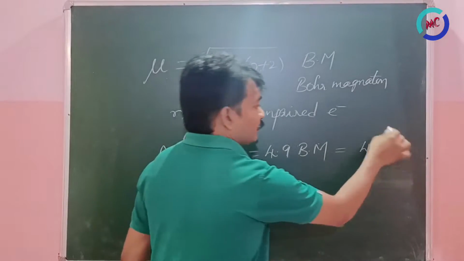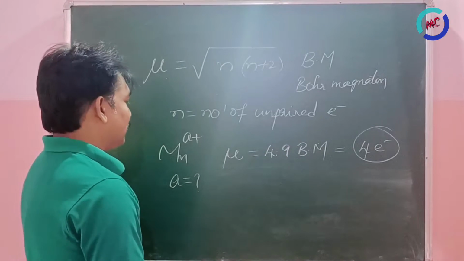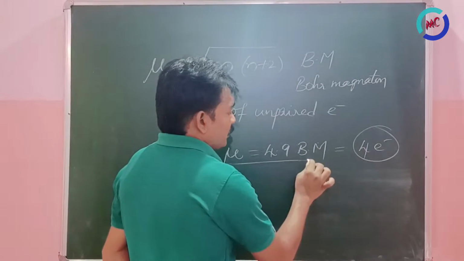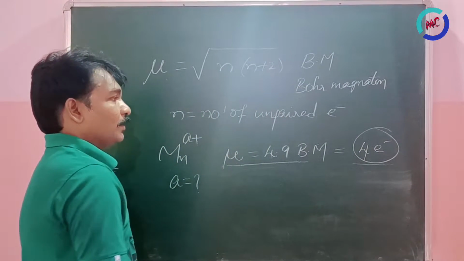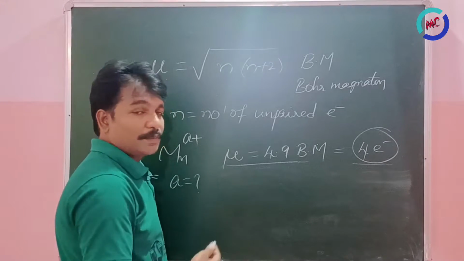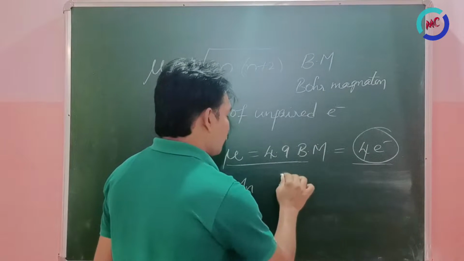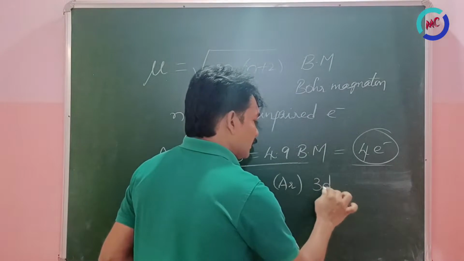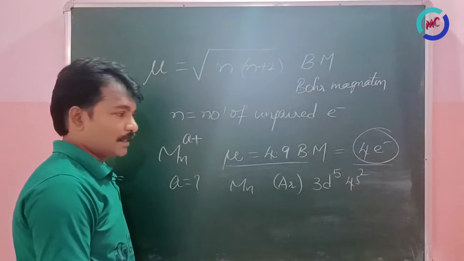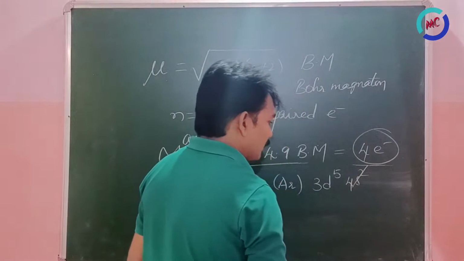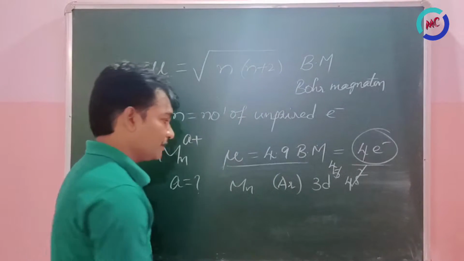From this, we found that number of unpaired electrons is 4. The magnetic moment is 4.9, in the sense number of unpaired electrons is 4. When it will show 4 unpaired electrons, what is the atomic number of manganese? Manganese is 25. And what is the configuration? Argon 3d5 4s2. To show 4 unpaired electrons, it has to lose these 2 electrons and also one of the electrons from 3d. Then it will show 3d4.